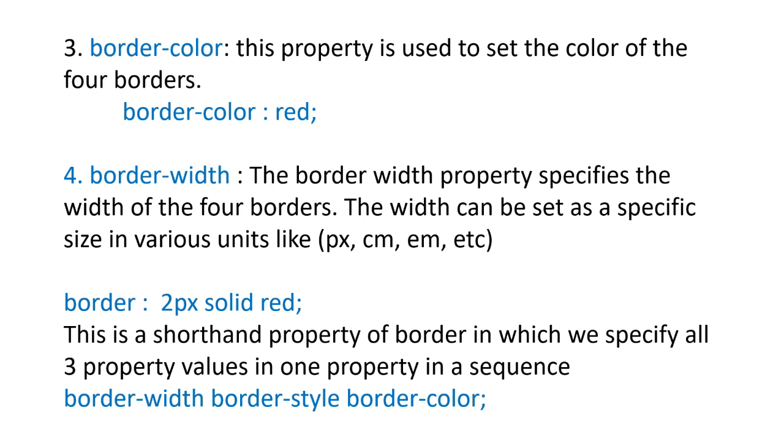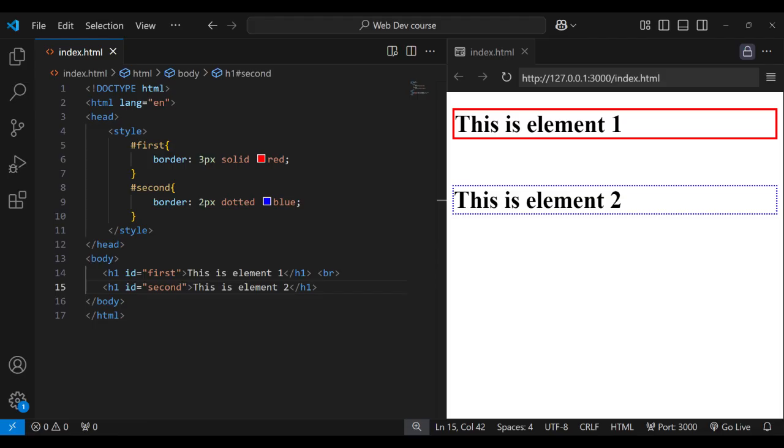3. Border color. This property is used to set the color of the 4 borders. Border color: red. 4. Border width. The border width property specifies the width of the 4 borders. The width can be set as a specific size in various units like px, cm, m, etc. Border: 2px solid red. This is a shorthand property of border in which we specify all 3 property values in one property in a sequence.